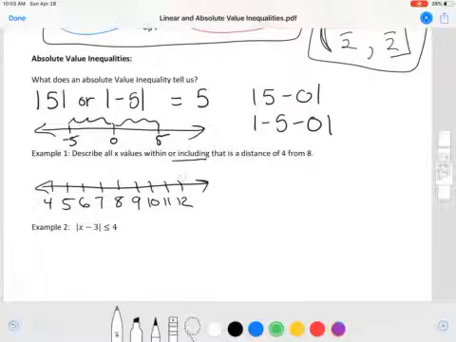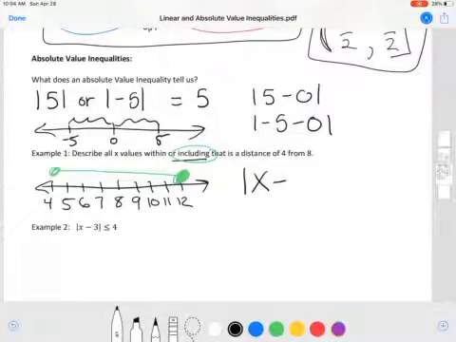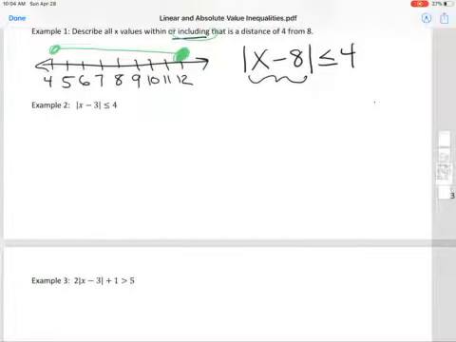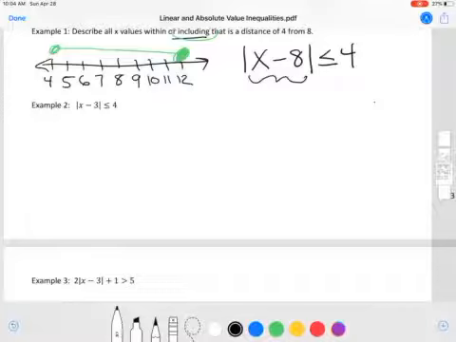So anything between 12 and 4, including, because it says here, including 12 and 4, are numbers that are within a distance of 4 from 8. And the way we would write that would be like this. So this means any number x that's within 4 of 8. Now we can look at it on the number line to figure it out in this next example.